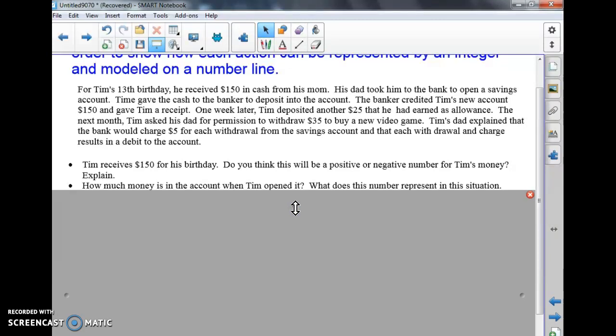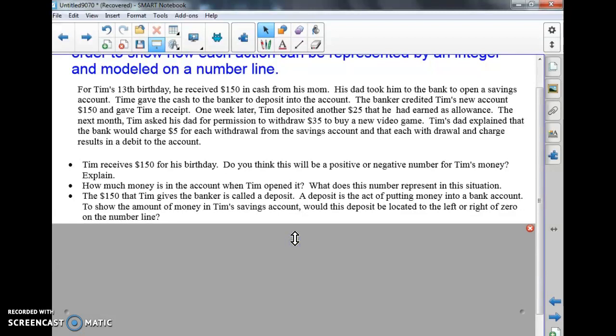So before he opened it, how much money did he have? He had $0, which means, what does that represent in this situation? It means that he didn't have any money in his account. He didn't owe the bank any money, so he wasn't in debt, but he didn't have any money either. So 0 just meant that he had no money in the bank. He doesn't owe any money, but he doesn't have any money either.